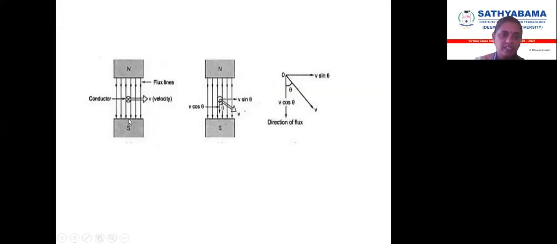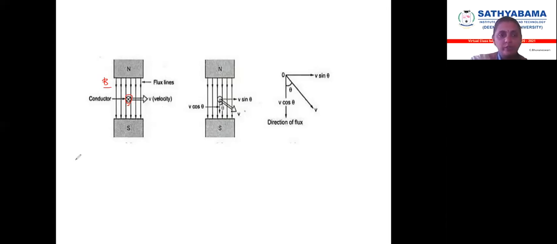Now let us consider this diagram. We have the magnet with north and south poles, and the flux lines flow from the north to the south pole. Let us assume a conductor is placed in a uniform magnetic field of flux density B. What is the unit for flux density? How do we define flux density? Flux density is represented by B. What is the formula for flux density? Phi by A, yes, good.